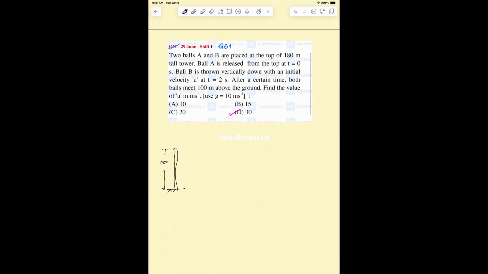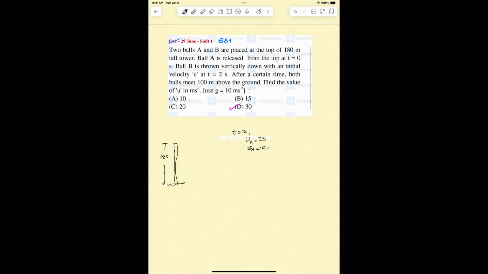Therefore, at t equal to 2 seconds, we'll find out what the velocity of A will be, equal to 2 into g, which is 20. And what will be the displacement of A? Average velocity is 20 plus 0 by 2, into 2, so that will also be equal to 20. Therefore, at t equal to 2 seconds, ball A would be here, this is A, with the velocity UA equal to 20, at a distance of 20 meters from the top. Now this is at t equal to 2 seconds.